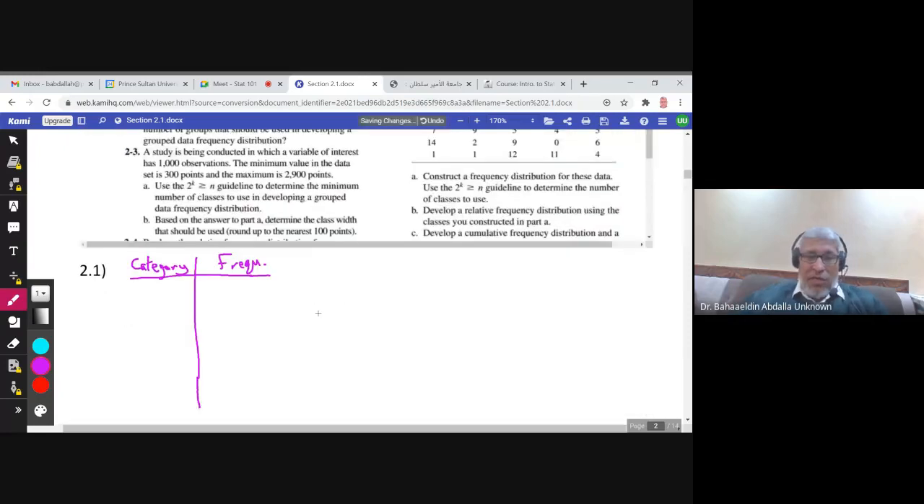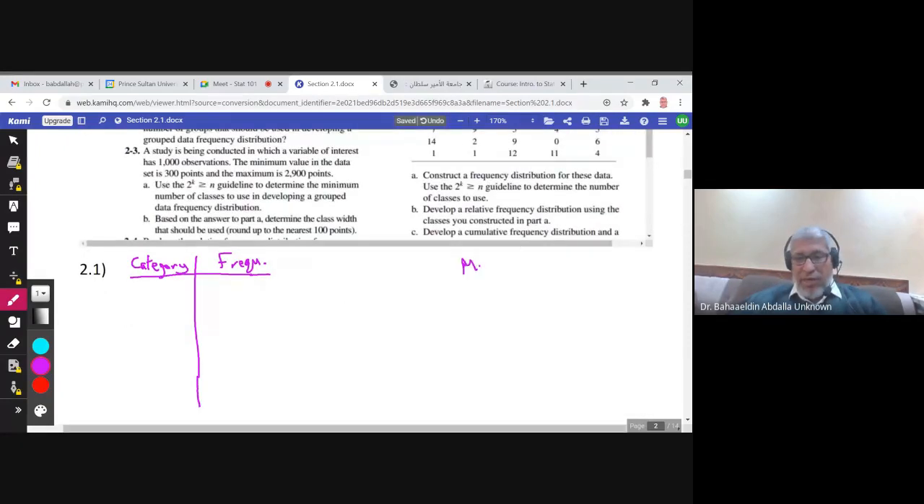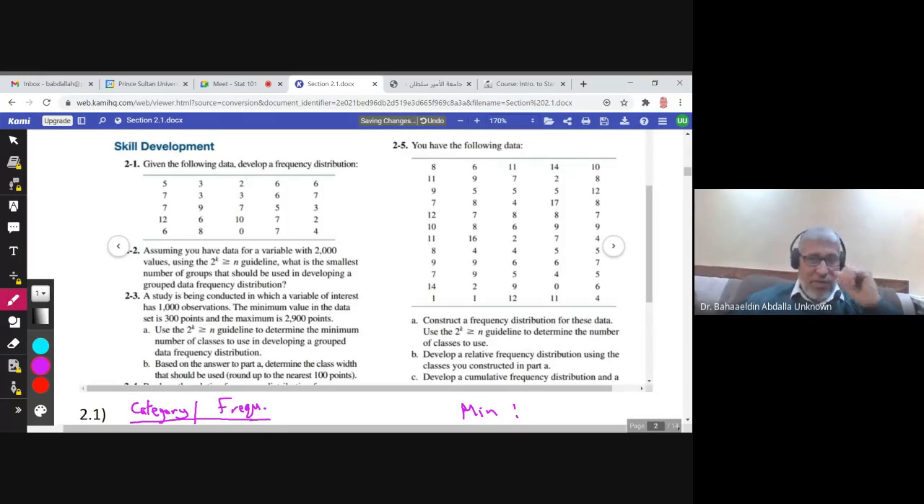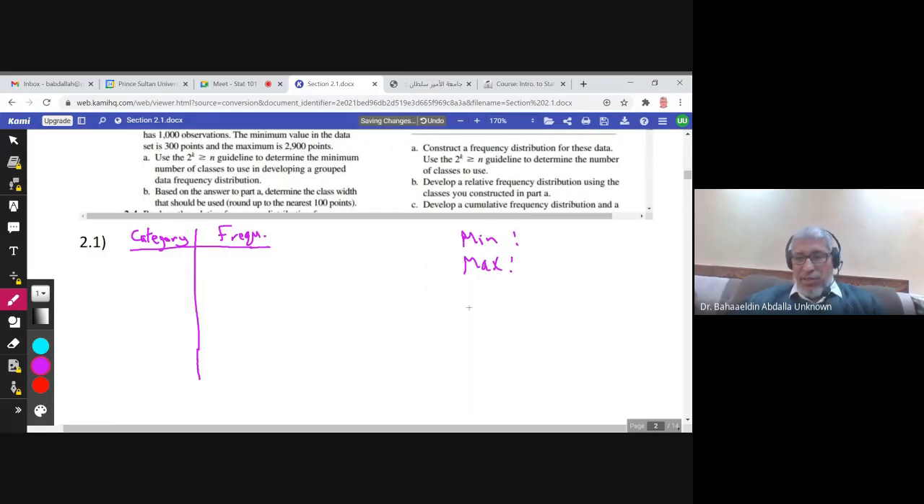Let us see the minimum. What is the minimum number in the data? And what is the maximum number in the data? If you look at the numbers, well, the maximum is 12 and the minimum is 0. We are solving this question. So the minimum is 0, maximum is 12. So we don't have a lot of numbers from 0 to 12. We can deal with each one of them as a category.